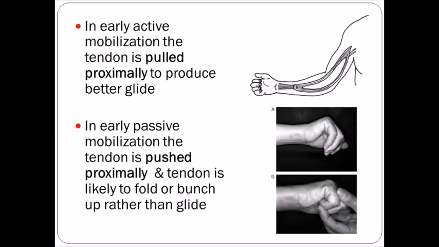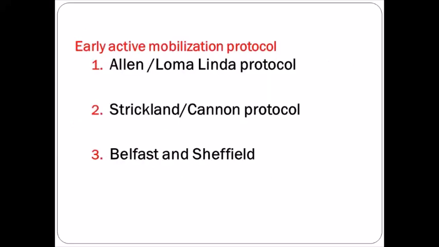So you have to keep that concept in mind: when you use early passive mobilization, whenever you get a chance to have some active movement, if you have confidence, try to use active movement also along with this, because active movement will glide the tendon genuinely. Passive movement will not glide the tendon genuinely. There are different types of early active mobilization protocol that we are not going to discuss in detail.